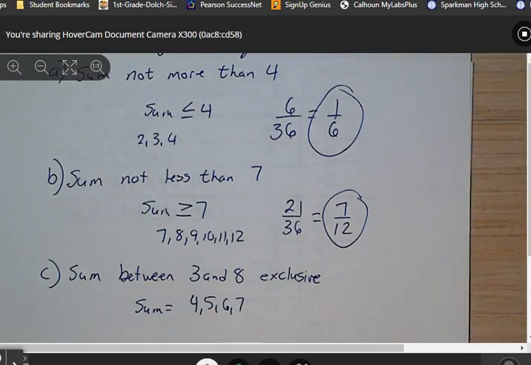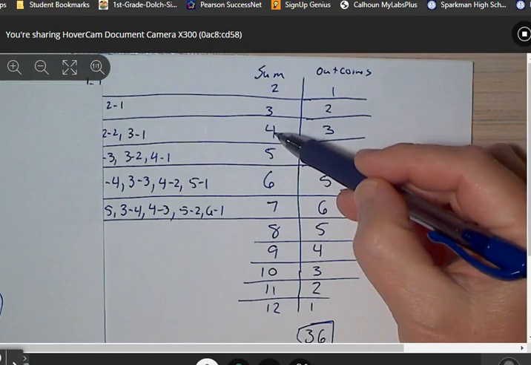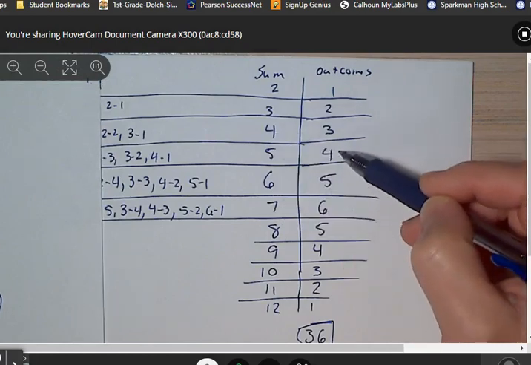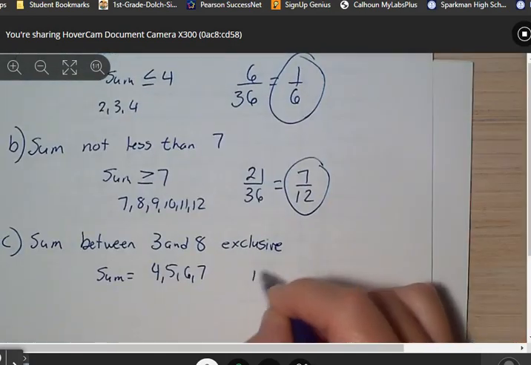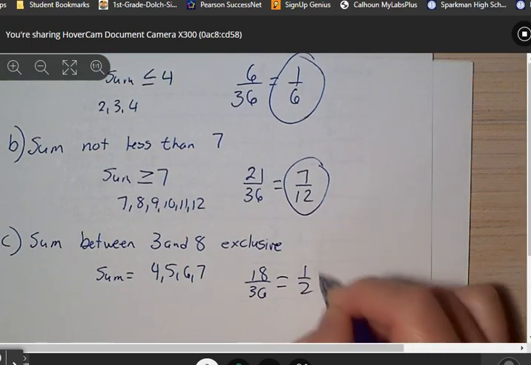Okay, and then we're back to the chart over here. So if the sum has to be 4, 5, 6, or 7, there's our sums at 4, 5, 6, 7. We're adding up 3, 4, 5, and 6. So that is 9 and 9. So that would be 18 possible outcomes out of 36, which would simplify down to be a half.